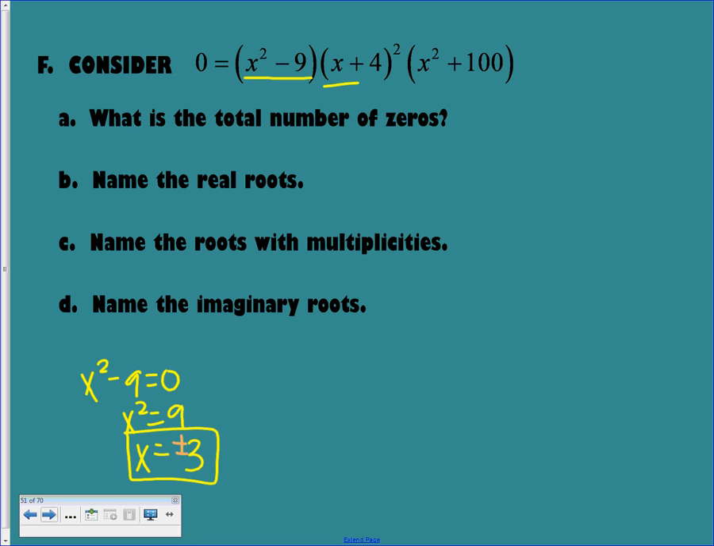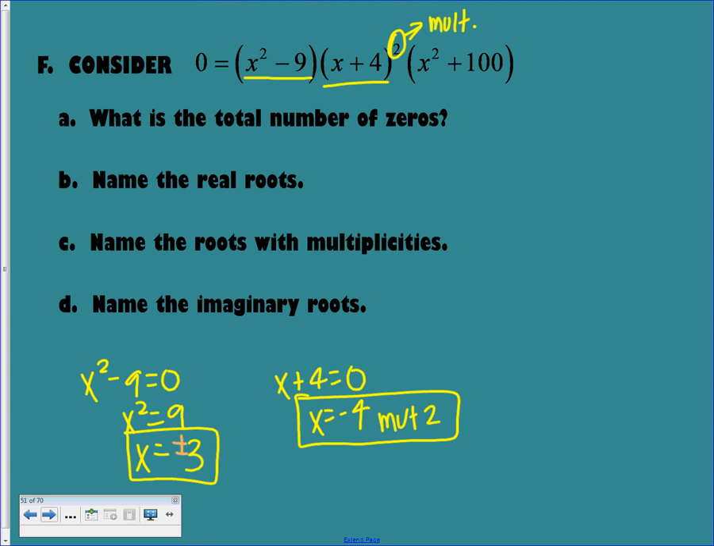Now if I look at my next factor, I've got x plus 4 equals 0, so x equals negative 4. Now what's tricky here is this little 2 standing out on the outside. An outside exponent means that this is going to have multiplicities, because that really means there's an x plus 4 and there's an x plus 4. So this negative 4 has a multiplicity of 2. The exponent on the outside means a multiplicity.